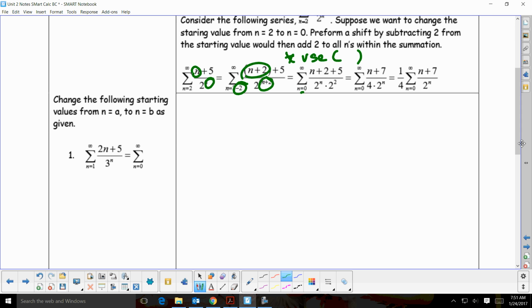So let's look at number 1. It started at 1, and I want us to change it to be at 0. So to get to 0, I'm going to have to do what from here to here? Subtract 1. So in all of these n's, I'm going to have to replace them with what? Yeah, n plus 1 with parentheses, and then simplify.